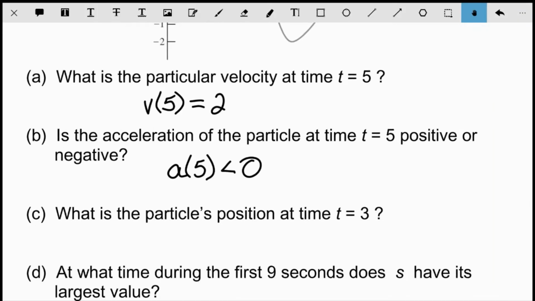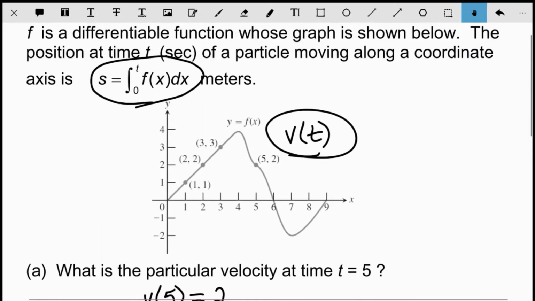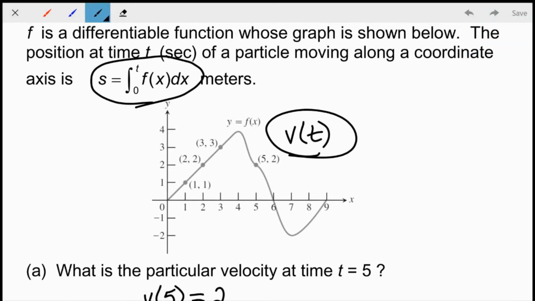C, what is the particle's position at time 3? Okay, so remember, this is the velocity graph. Now, what's not directly stated here is the initial position, but it's implied within the circled function definition that I have.